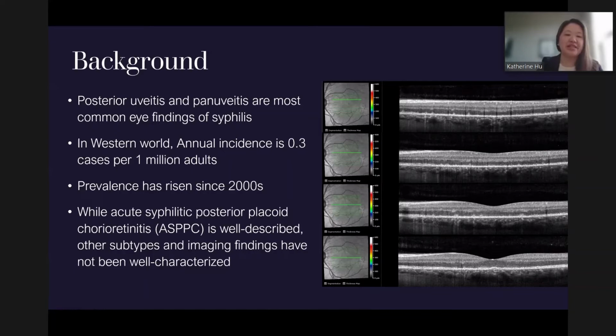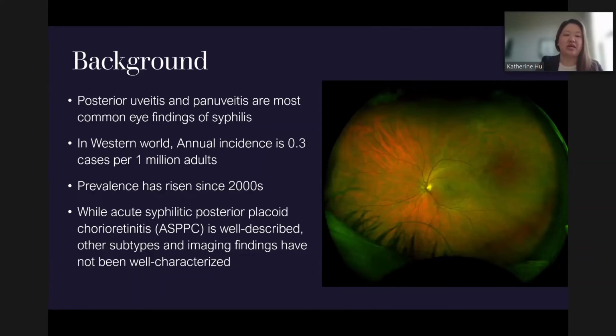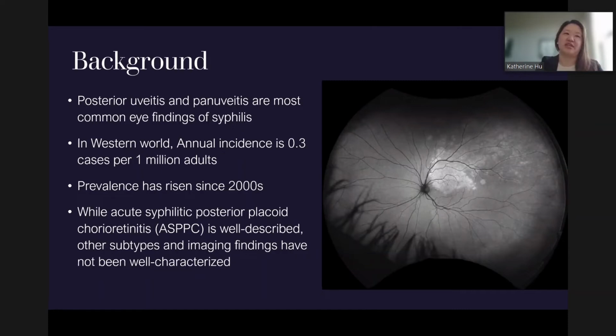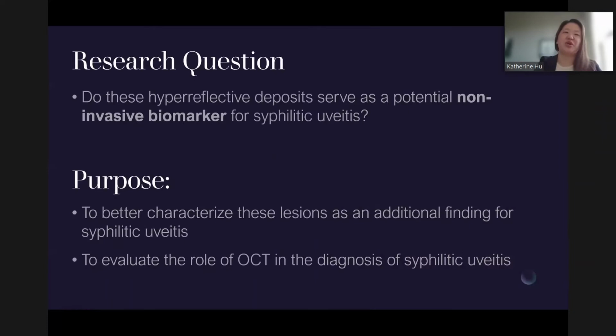And although ASPPC, or acute syphilitic posterior placoid chorioretinitis, is a well-described subtype with distinct retinal clinical findings and also well-documented imaging characteristics, other subtypes and imaging findings of ocular syphilis have not been as well described in the current literature. So that boiled down to our research question.